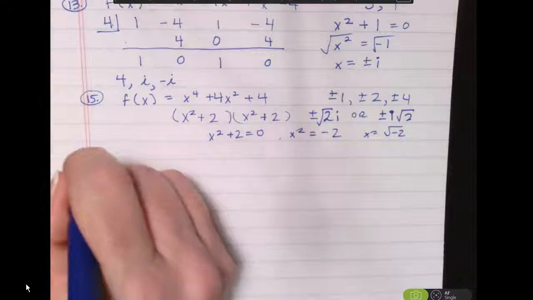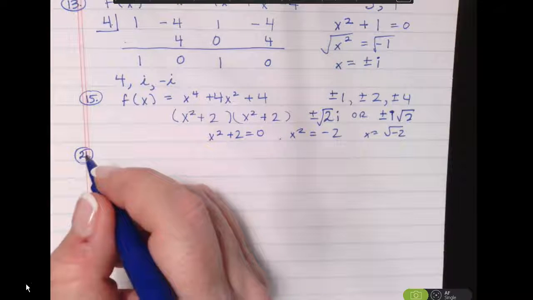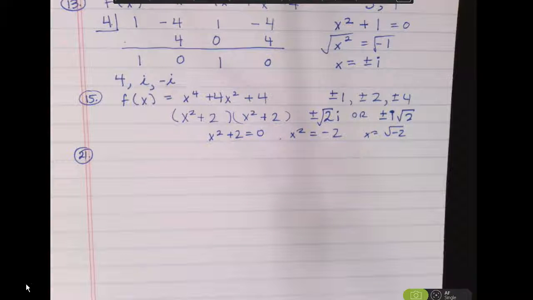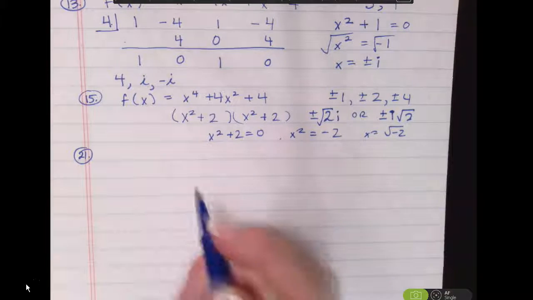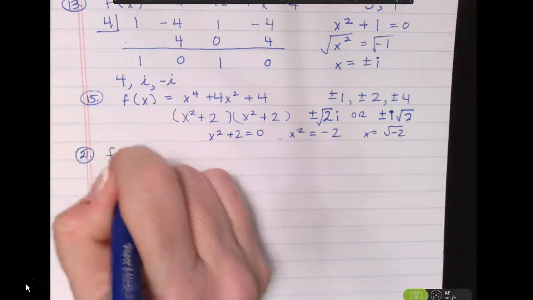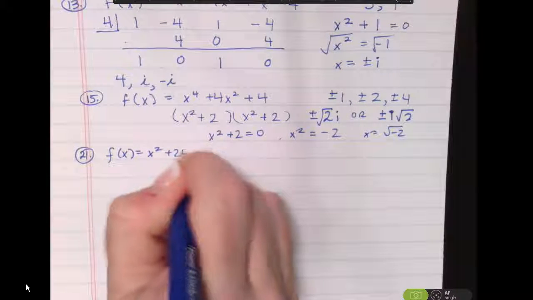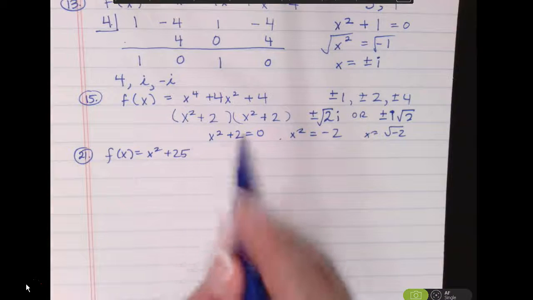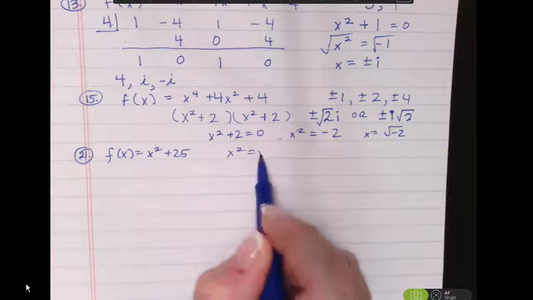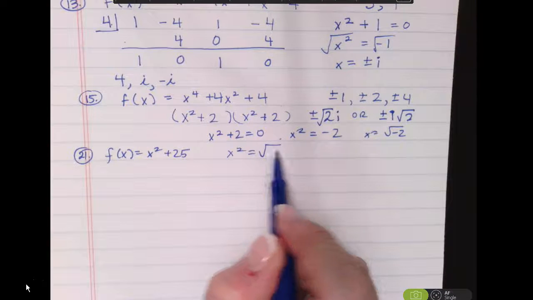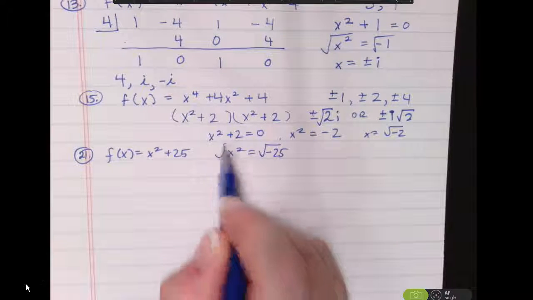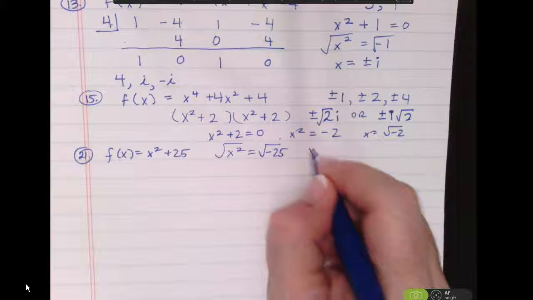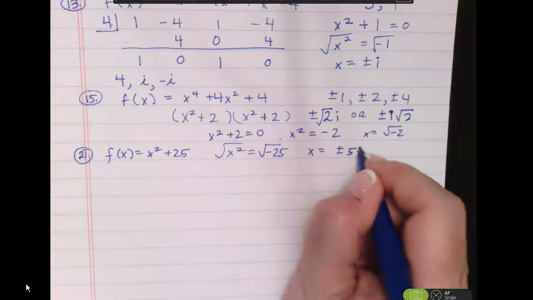In number 21, the directions say find all the zeros, write the polynomial as a product of factors, and use a graphing utility to verify your results. So in number 21, let me write down the function f of x equals x squared plus 25. So I'm already starting to notice a pattern with those. I get x squared equals negative 25, or rather x equals square root of negative 25. So x equals plus or minus 5i.